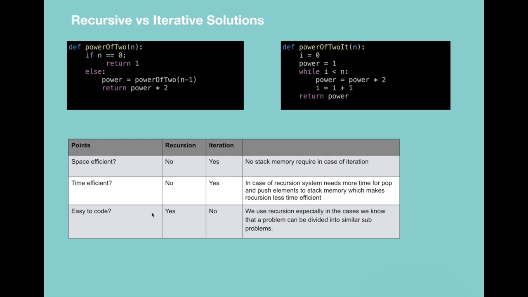Then the next point is ease of coding. As you see, recursion is very easy to code. Many complicated codes can be written in recursion very easily. But when it comes to iteration, it's very difficult to write some problems in iteration. That's why if we know that we can divide a problem into similar subproblems, it's advisable to use recursion. So that's all for the comparison of recursion versus iteration. Hopefully, you understand the main differences between them.